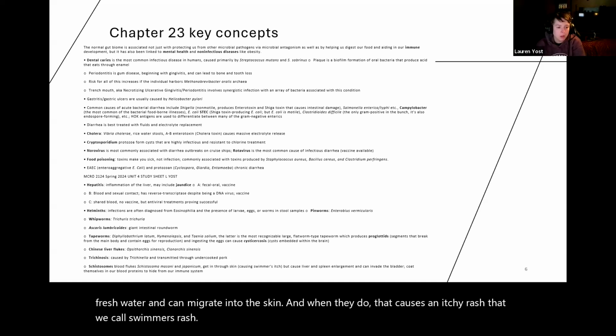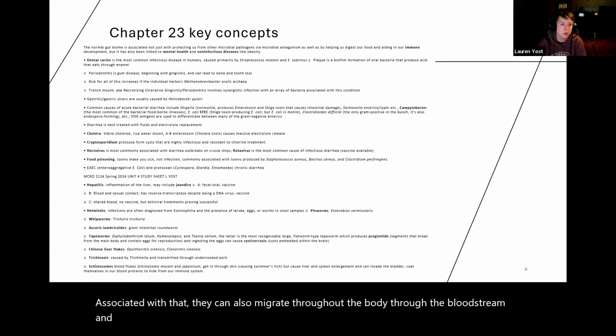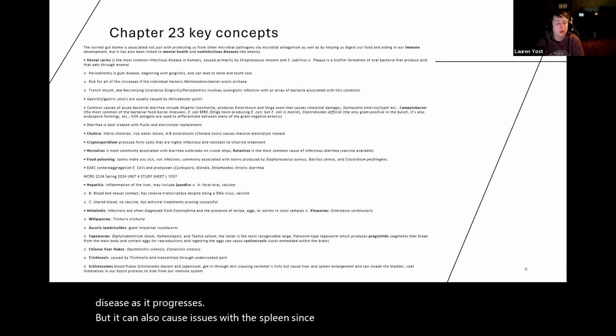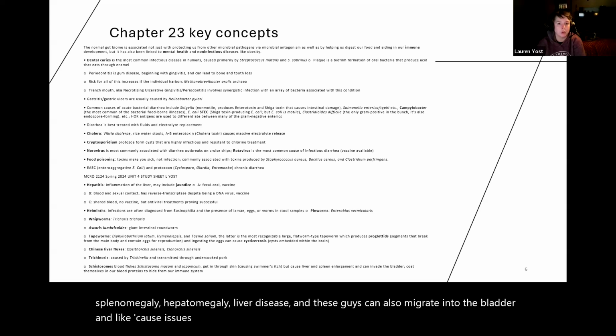associated with that. They can also migrate throughout the body through the bloodstream and cause disease in the liver, which is where we have the most severe presentation of the disease as it progresses, but it can also cause issues with the spleen since they live in the bloodstream. So splenomegaly, hepatomegaly, liver disease, and these guys can also migrate into the bladder and cause issues with the bladder being able to empty as well.